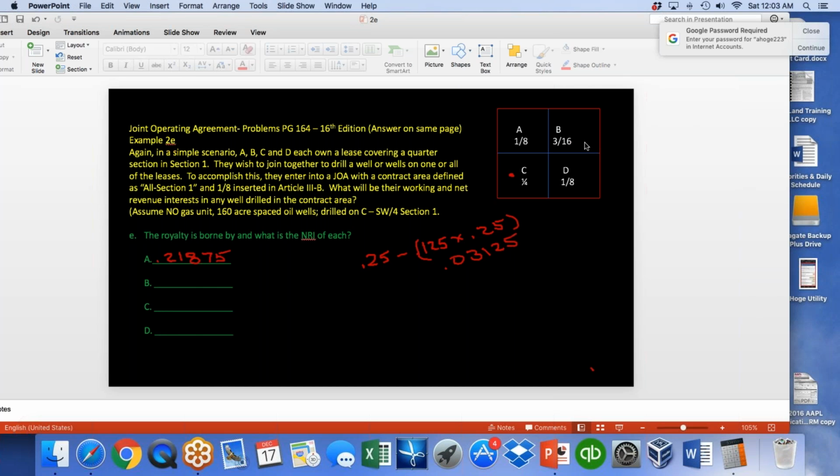All right, now look, B is going to have the same calculation, even though his royalty owner has a 3/16. He's only paying up to 1/8 for C's. He's not paying his own royalty interest owner. So his calculation is going to be exactly the same as A's: 25% minus 1/8 times his 25%, which is 0.03125. And while we're at it, so is D. Even though he has a 1/8 interest, he's only paying for 1/8 here. He's not paying his own royalty owner. So A, B, and D are all going to have 0.21875 as their interest.